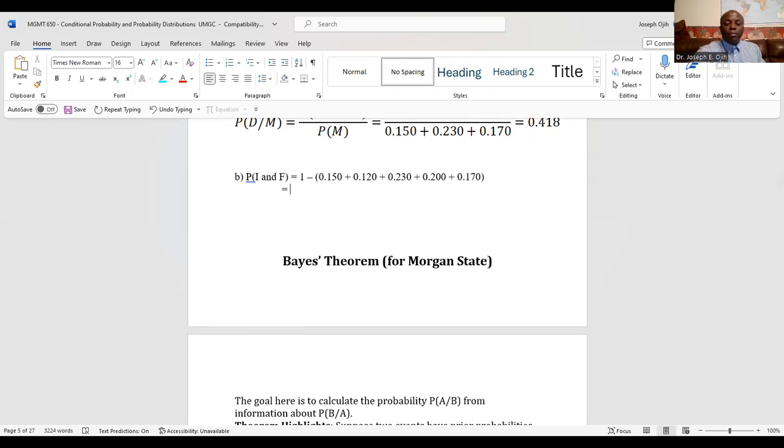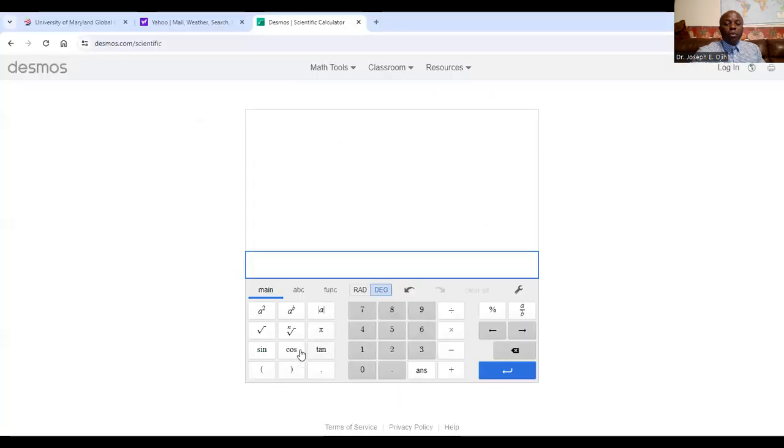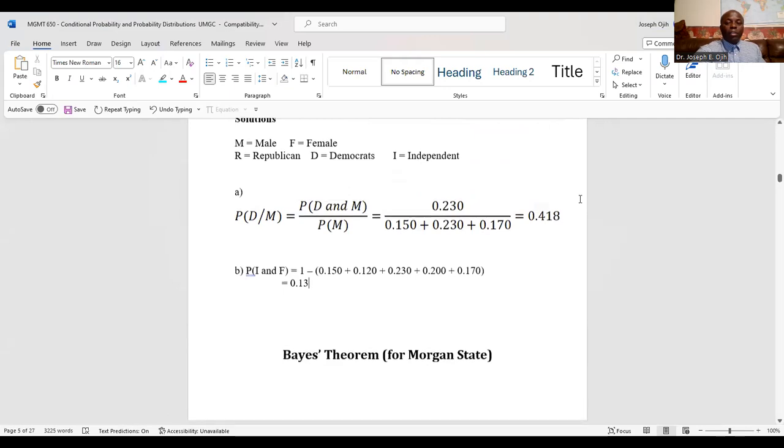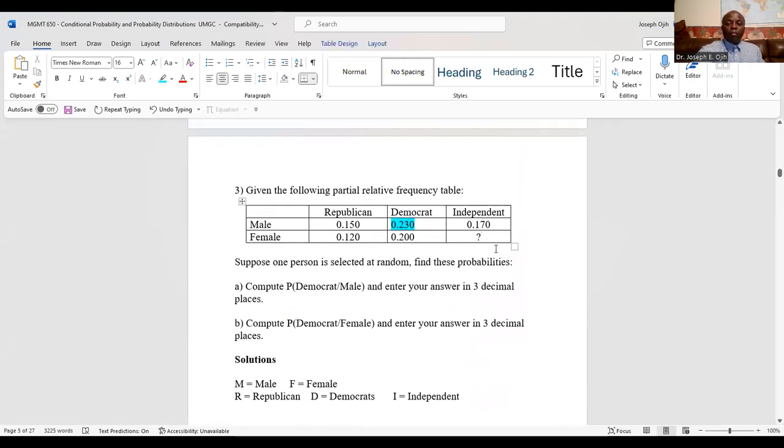Taking you to the calculator. That is 1 minus 0.150 plus 0.120 plus 0.230 plus 0.200 plus 0.170, and we get 0.13. So that means the number that will be here is 0.13. See? That is the number that will be here.